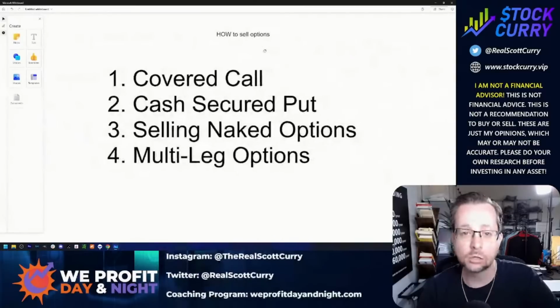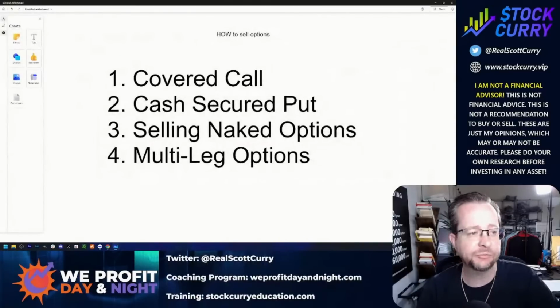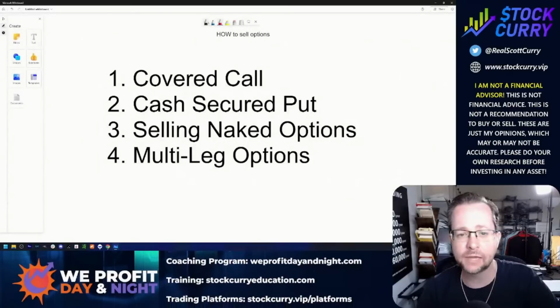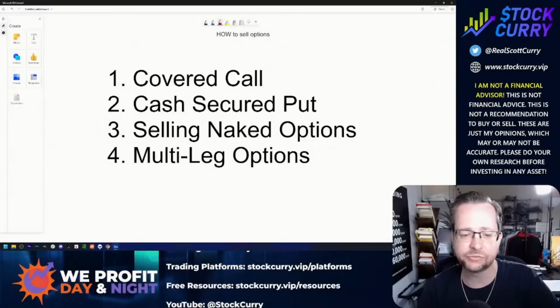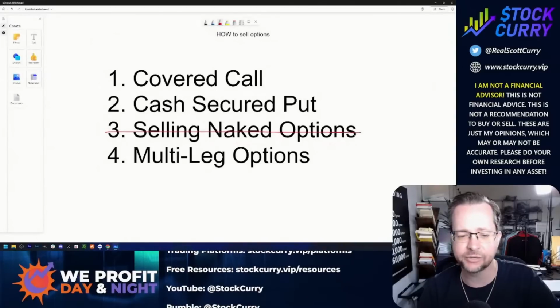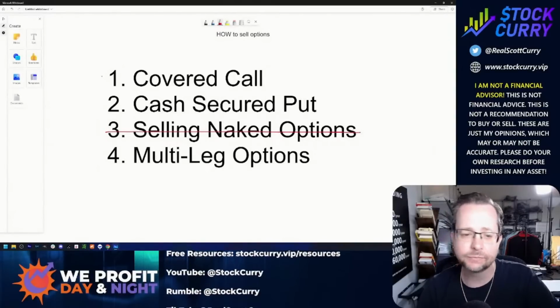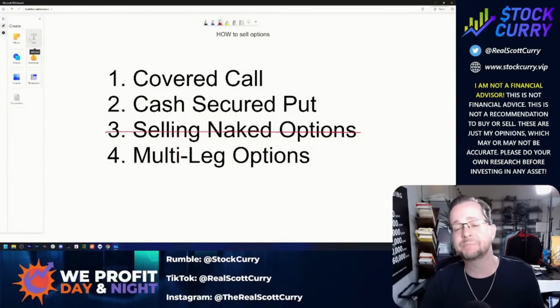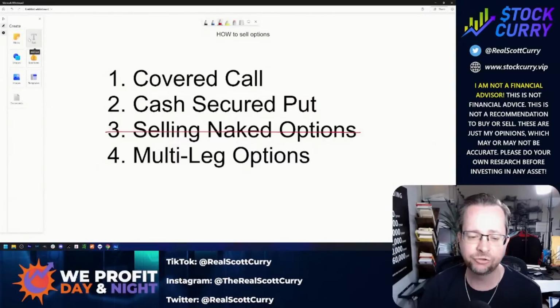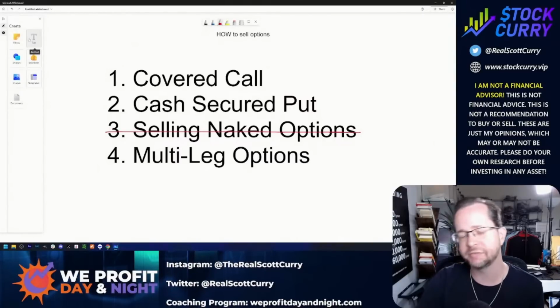There are literally huge investment companies, huge banks and firms that have gone out of business because they were selling naked options. Don't do this. You don't really have to worry about it. Most people don't even have the ability to do this. Generally speaking, your broker won't even allow you to do it.